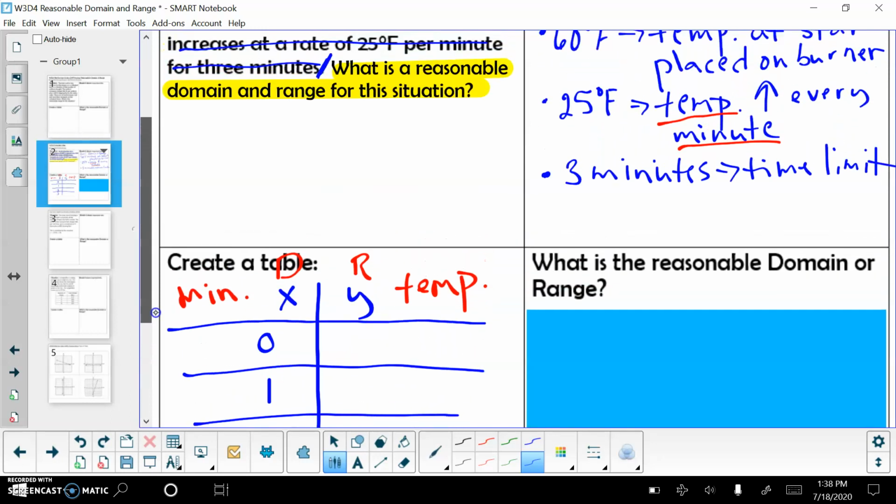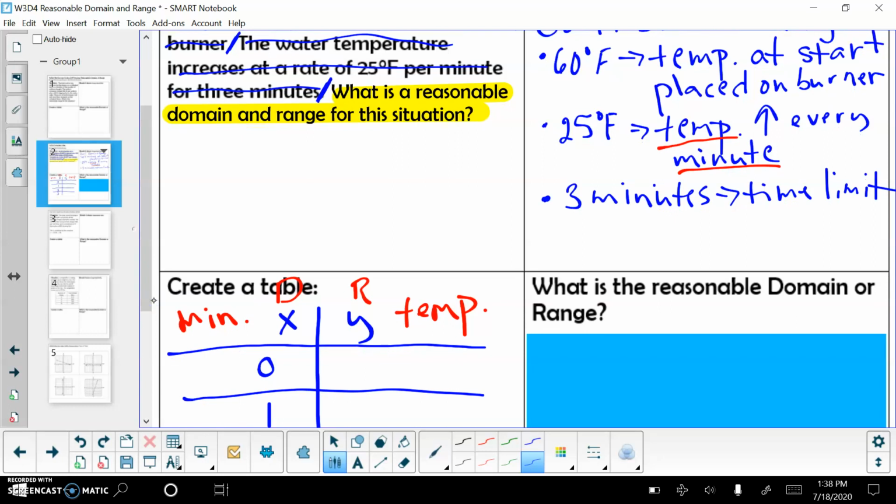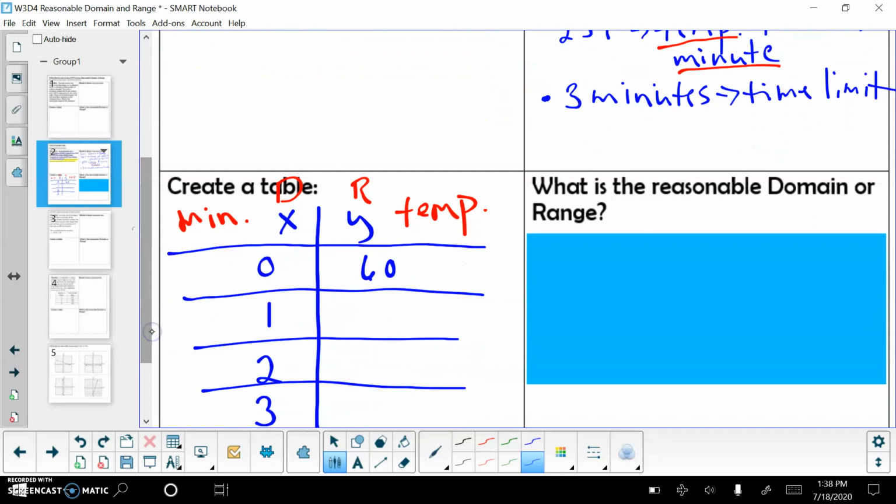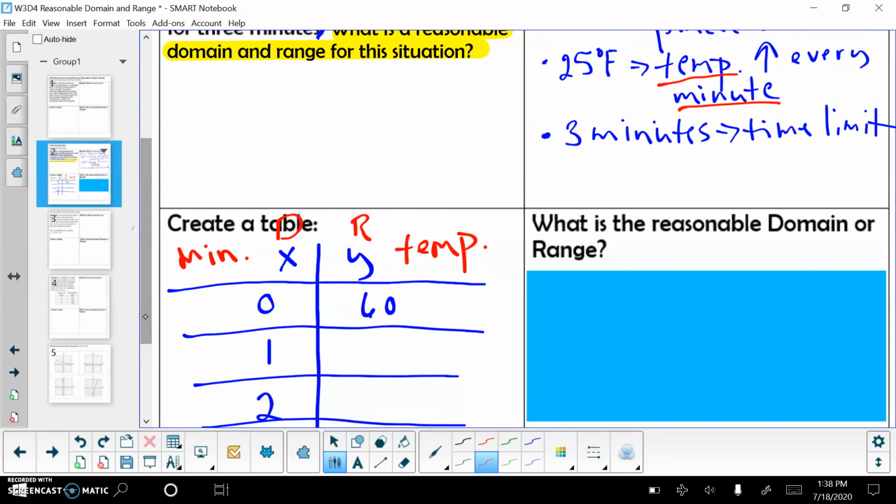Now I'm going to look at how I fill out the Y side. Well, what did it start at? Because remember, at time 0, that's your start. Well, it started at 60 degrees Fahrenheit. I'm going to put that in there. And then you have to add your increases. It says up in here that it's increasing 25 degrees Fahrenheit every minute. So if I leave it on there for 1 minute, going from the 60 up to the next minute, I need to add 25 degrees. So 60 plus 25 gives me 85 degrees.